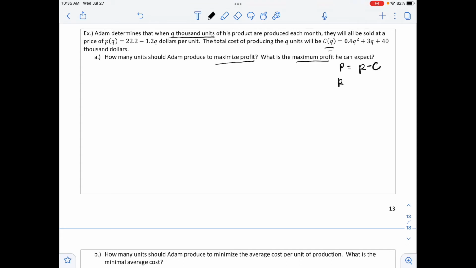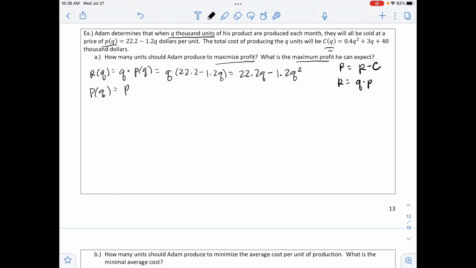So remember that revenue is equal to the quantity times the price. And so in order to come up with our revenue function for this problem, we're going to have Q times P of Q. And we are given P of Q up above. So we have Q times 22.2 minus 1.2Q. And this works out to being 22.2Q minus 1.2Q squared. And then our profit function is going to be revenue minus cost.